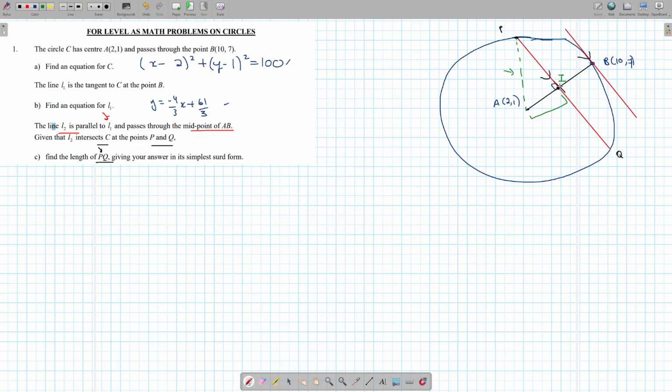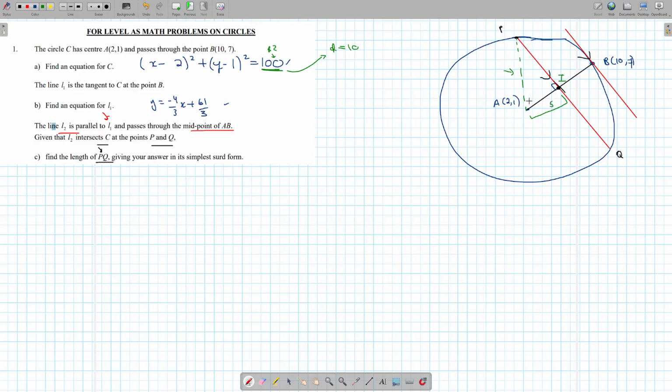Obviously, this length AI will be half of the length of the radius, right? The radius is 10, obviously. We said the radius is 10. This is r squared, so that means radius is 10. So AI, since it's the midpoint, they told us it's the midpoint, that means it's going to be half of 10, so this is going to be 5.